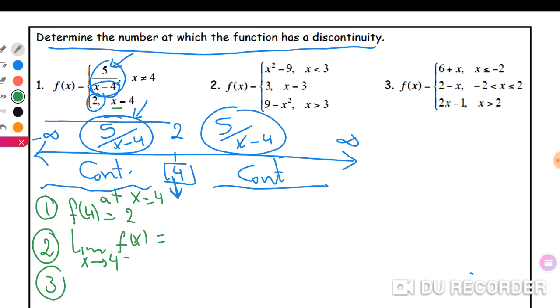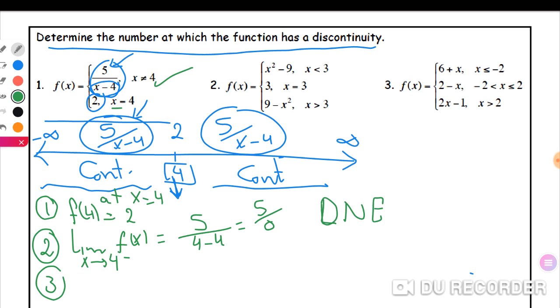It means I have to substitute here, no, because when x approaches 4 from the left, it means less than 4, in other words not equal to 4. It approaches 4 but does not equal 4. So I have to replace in rule number 1, because when x is not equal to 4, I have to substitute here. When x approaches from the left or from the right, I replace in rule number 1. Here it will be 5 over 4 minus 4, which is 5 over 0. So the limit does not exist.